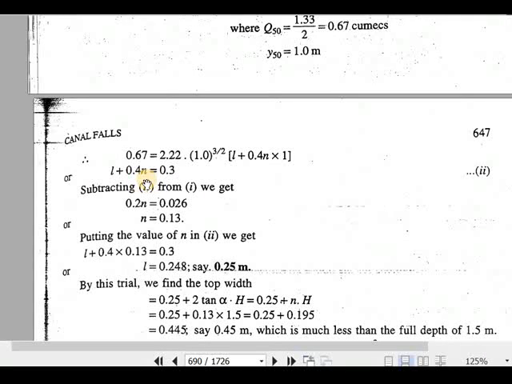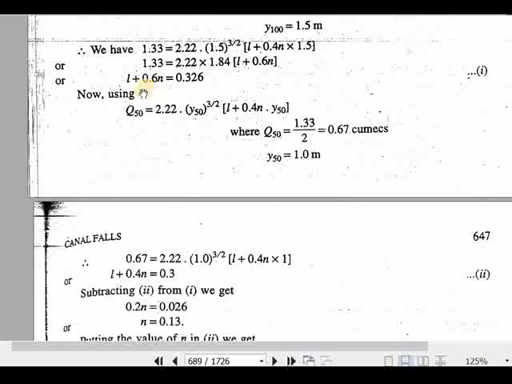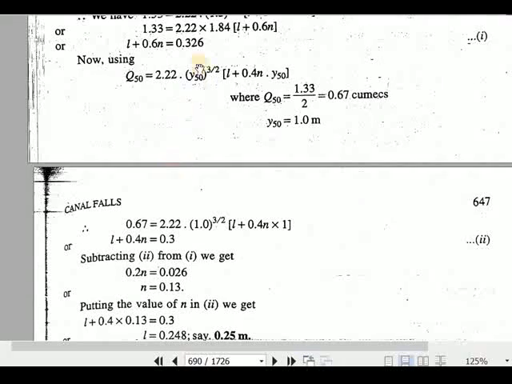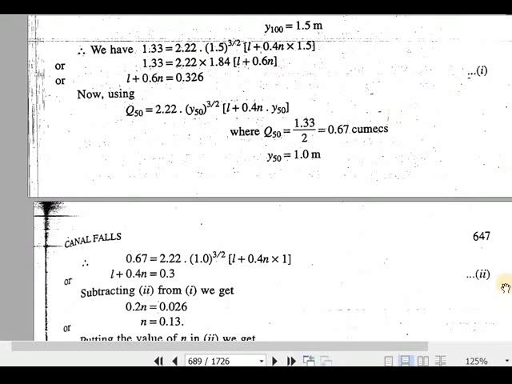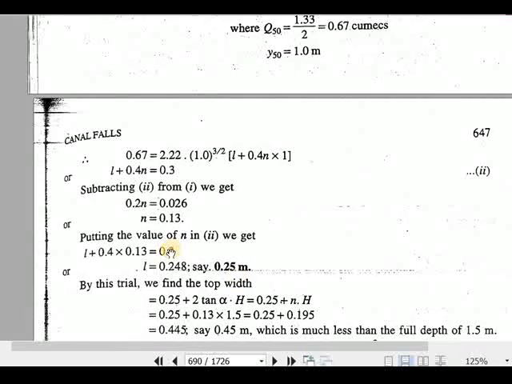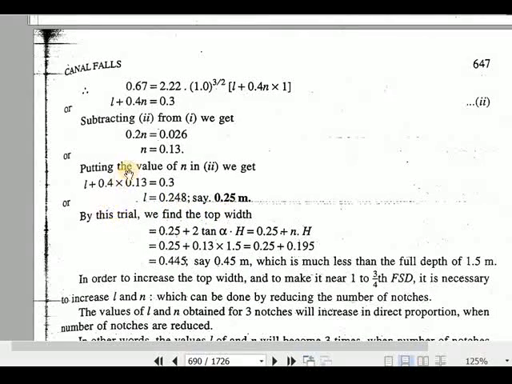Now using half supply discharge Q 50%, there will be another equation, again in L and N. Now you have 2 equations and 2 unknowns. Get N from one equation and put it into the other and get the value of L. One is this equation, and the second is this equation. So when we solve, we get N as 0.13 and L as 0.25.